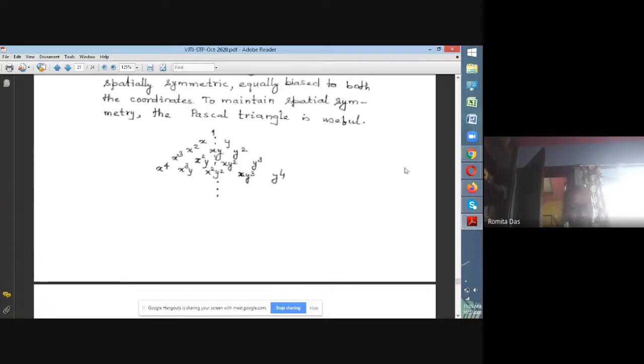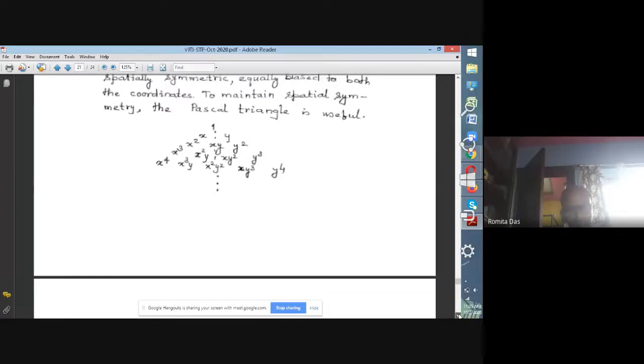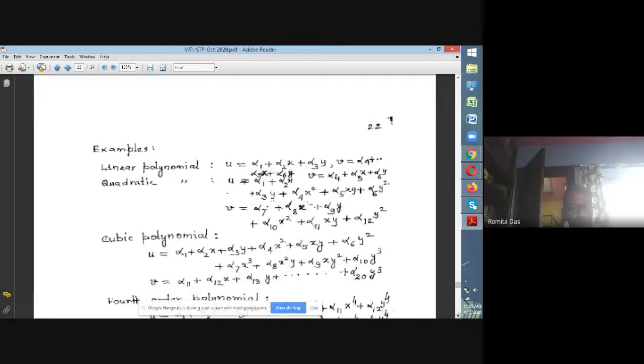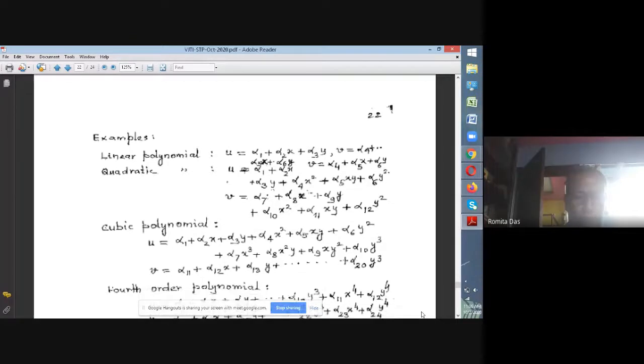You must write the symmetric polynomial. It should not have any bias in one direction. So this is the first thing. For example, I have written a linear polynomial, you see it is equally balanced. Then the quadratic variation, it is equally balanced. And the cubic polynomial, I think this example is quite important. Look at the cubic polynomial.